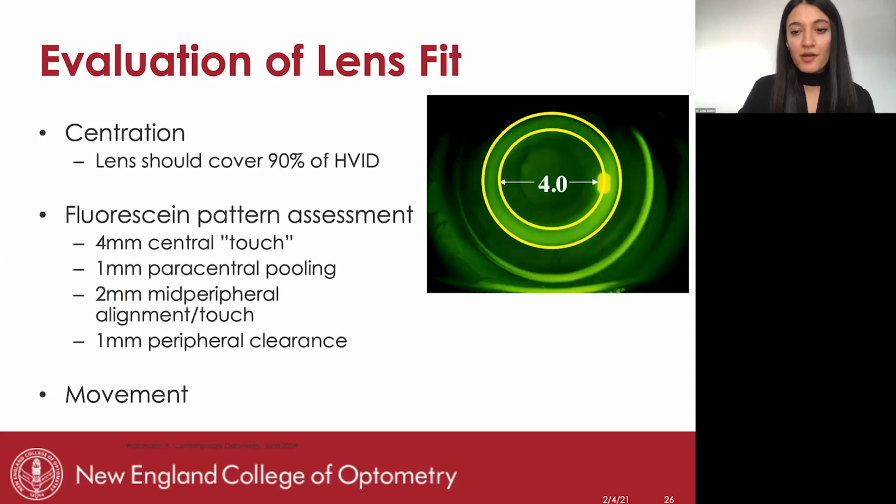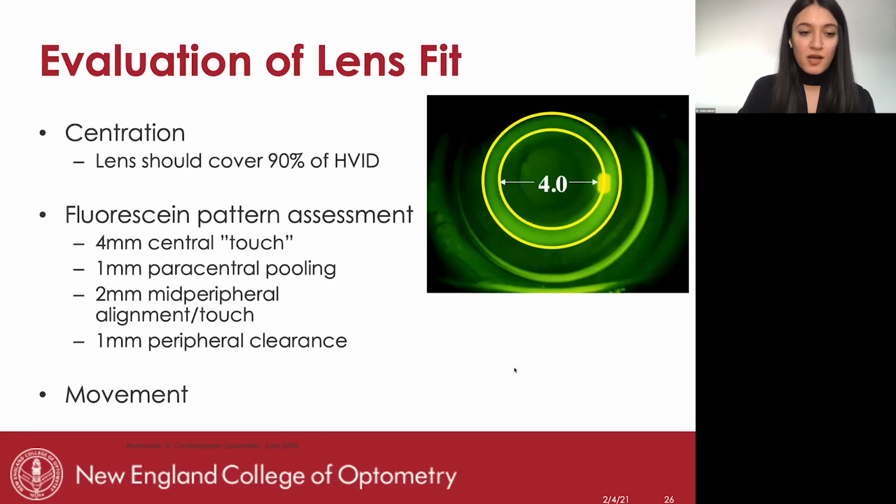Your fluorescein pattern is going to have that classic bull's eye pattern, right? So you're having that area of central touch, if you will. I mean, it's not technically touch because there is that thin layer of tear film. And then you have your 1 millimeter or so of paracentral pooling. And then we have a 2 millimeter band of mid-peripheral alignment or touch, followed by a thinner band, 1 millimeter or so of peripheral clearance. Again, you're looking for that nice bullseye pattern that's centered on the cornea.